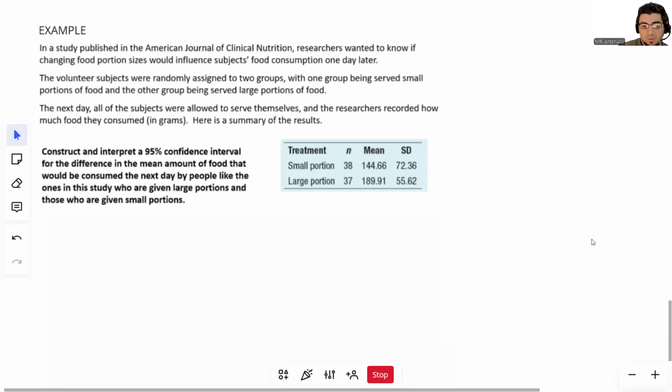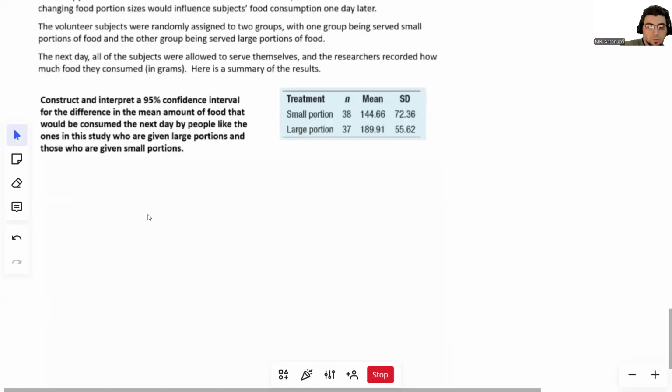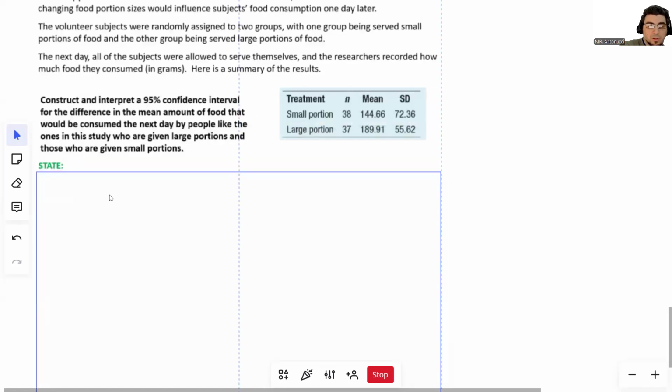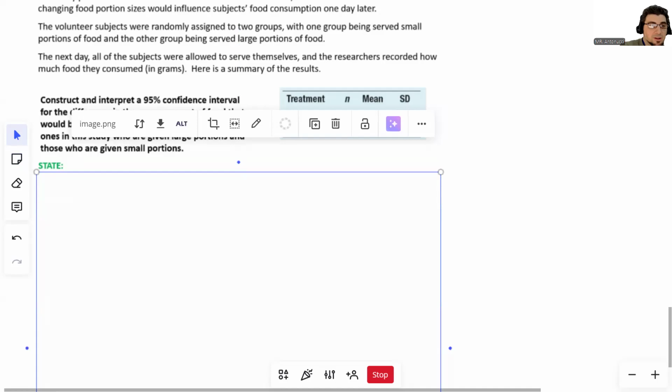So we don't have the raw data, but we do have the summary statistics, including sample size, sample mean, sample standard deviation. And we want to construct and interpret a 95% confidence interval for the difference in mean amount of food that would be consumed the next day by people like the ones in this study who were given large portions and those who were given small portions. So we're going to do the four-step process here. As always, we have to do all four steps.